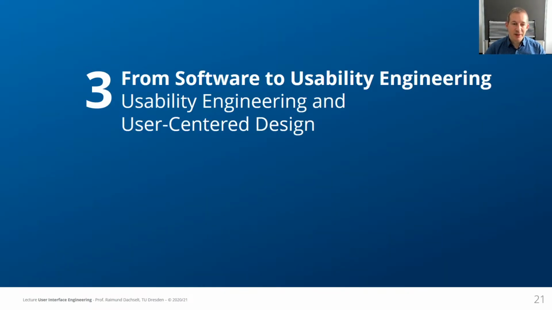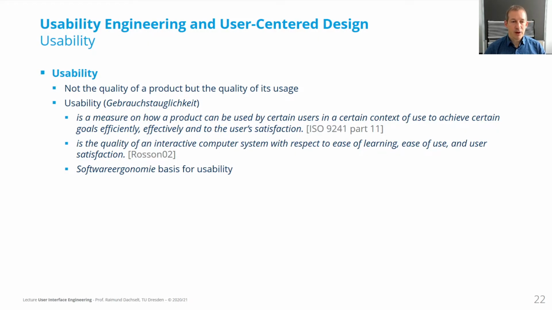Let me talk about the third part of this lecture about usability engineering methods in particular, and also at the end about user-centered design. Because by now we learned that we need to have usability engineering as a crucial part of any development, but that it also needs its own methods and its own processes. What is usability? It's not the quality of a product, obviously, but it's a quality of how a product is actually used. So it's a quality of its usage.